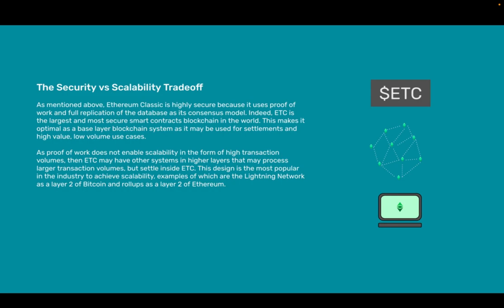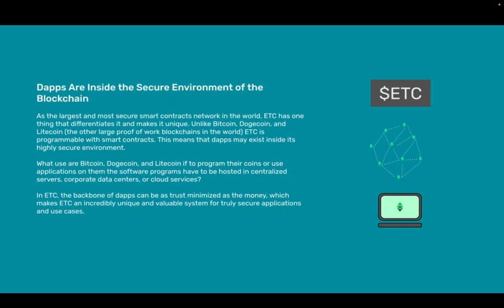As proof of work does not enable scalability in the form of high transaction volumes, ETC may have other systems in higher layers that may process larger transaction volumes but settle inside ETC. This design is the most popular in the industry to achieve scalability. Examples of which are the Lightning Network as a layer 2 of Bitcoin and rollups as a layer 2 of Ethereum. dApps are inside the secure environment of the blockchain.